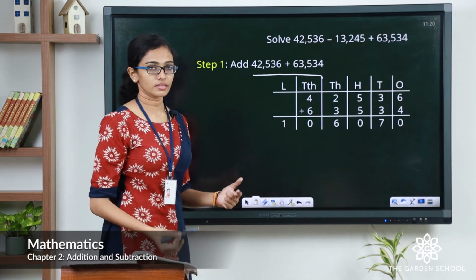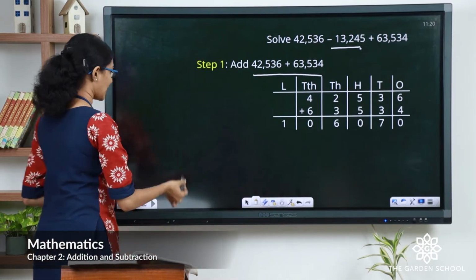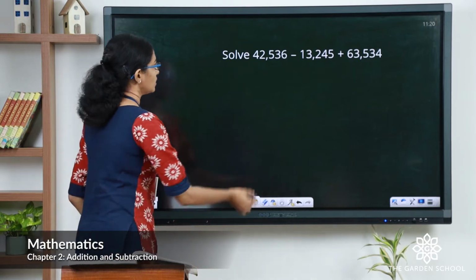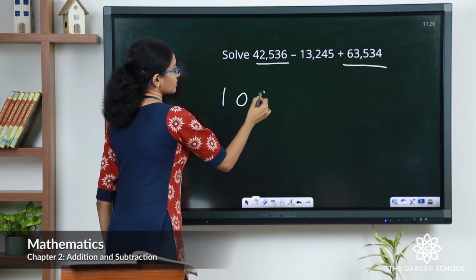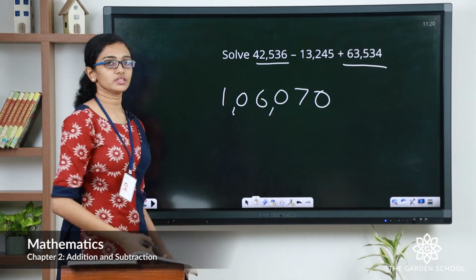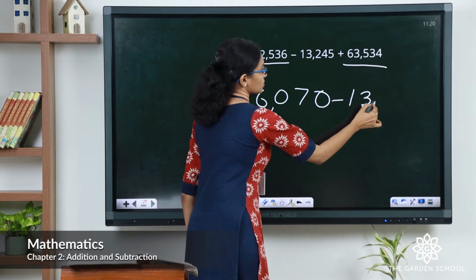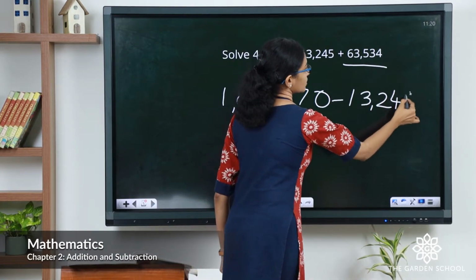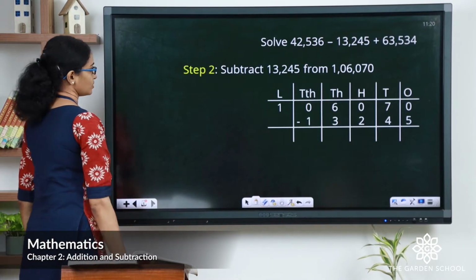We have one more number in the question that we have to subtract. Now, let's do that part. So, with the addition of these two numbers, we got 1,06,070. Now, what is left? Minus 13,245. Now, let's do this subtraction.